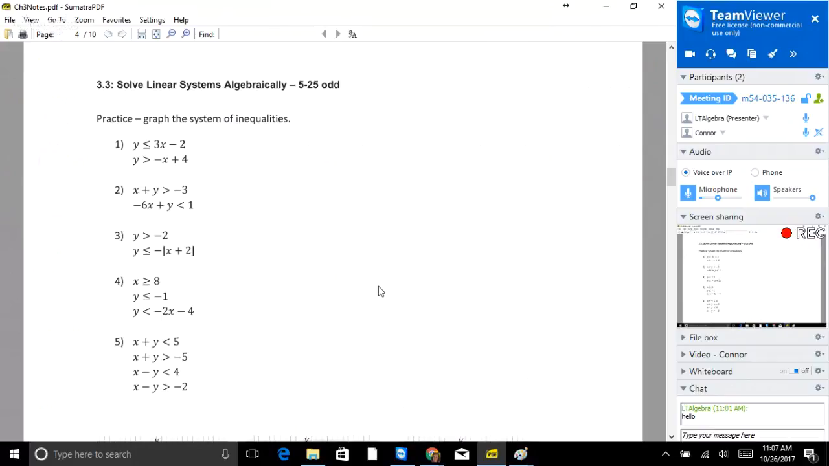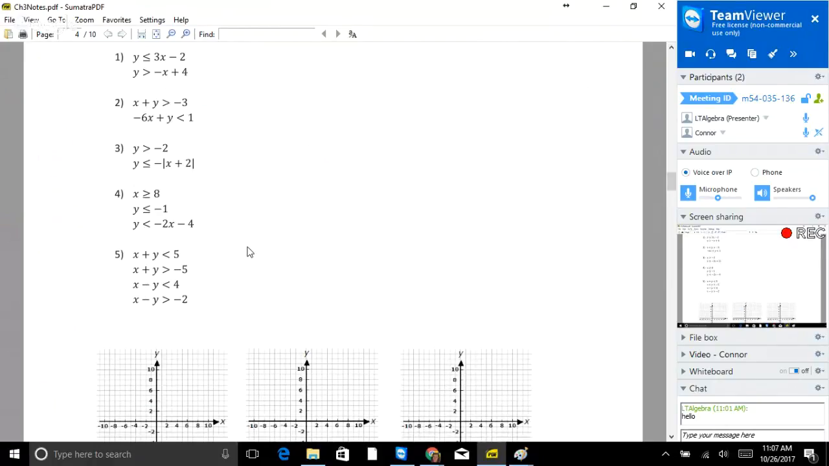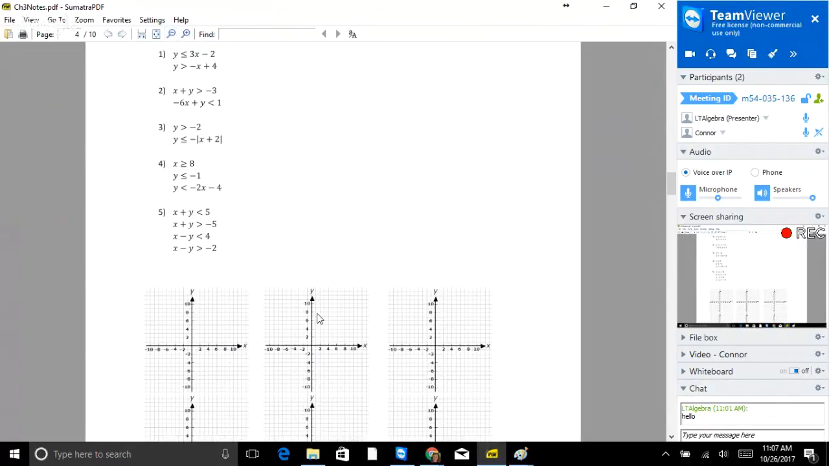Okay, so first example, we have two inequalities here. We have y is less than or equal to 3x minus 2, and y is greater than negative x plus 4. All right, so this is a pretty easy one. I wish my graph was a little bigger. Let's see if I can get both of them on the screen at the same time. Zoom in a little. There we go. Except my graph's going to be really small. All right, print screen. I know what we'll do.